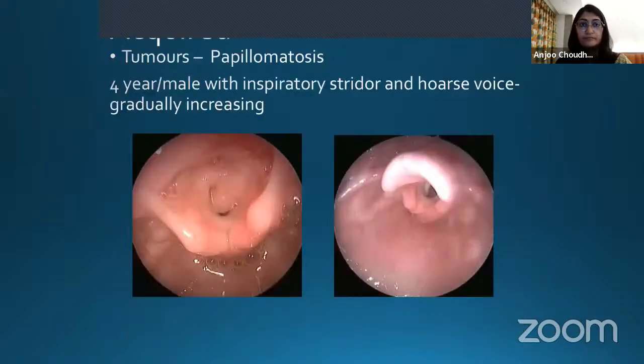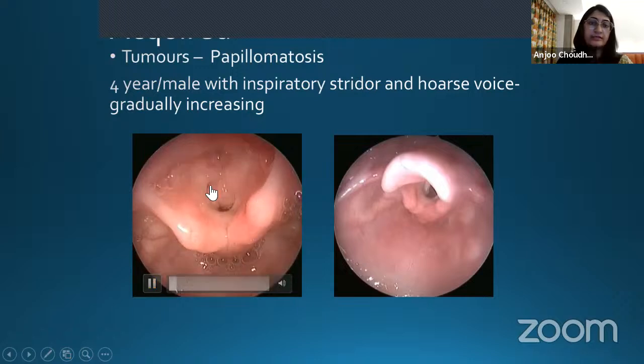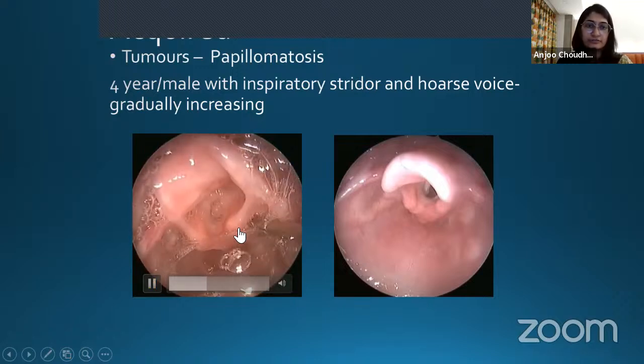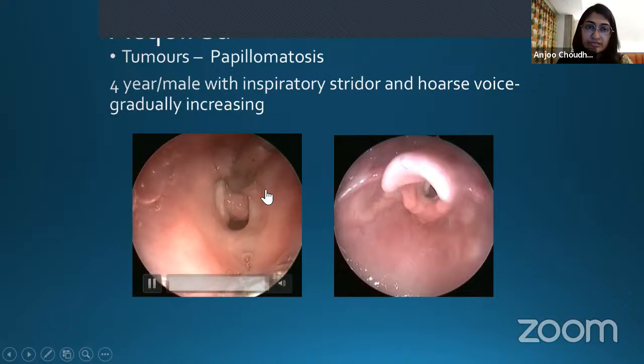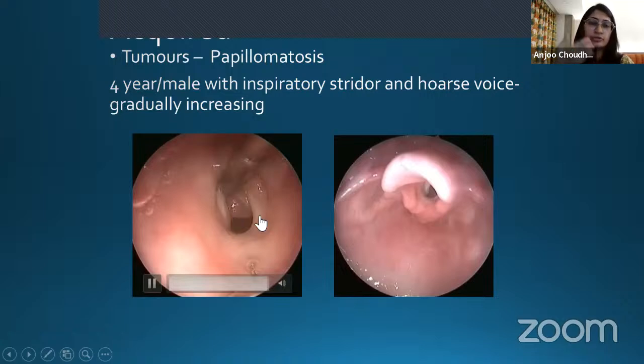Now, these children present with hoarseness, they might come to pediatricians with some hoarseness and inspiratory stridor. When we do this laryngoscopy, these are grape-like structures seen, arising usually from the vocal cord or supraglottic region. These are papillomas. So papillomas are treated by simple endoscopic removal using lasers or debriders. We try to preserve the vocal cords in these cases.